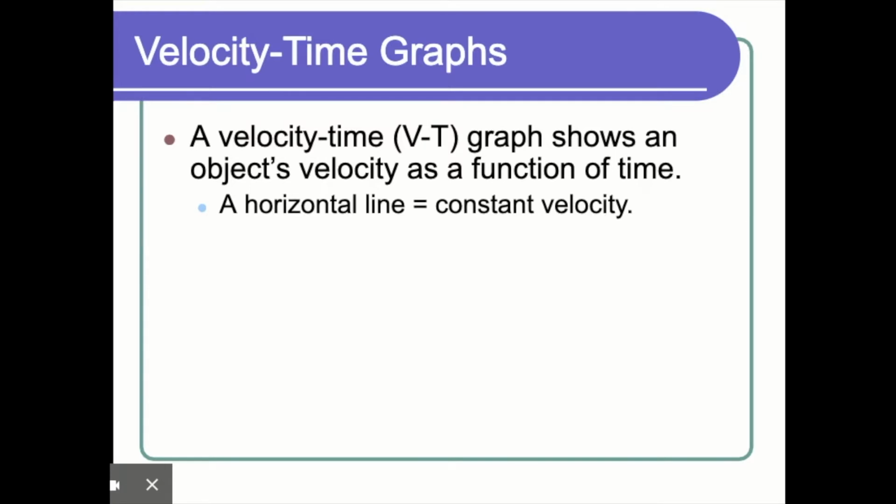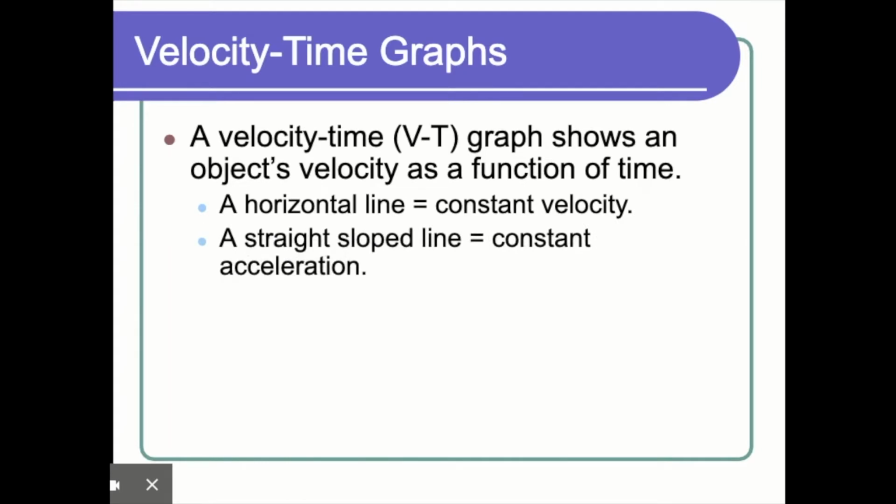And we said before that the slope of a velocity time graph gives us acceleration. So if we have no acceleration, that means that our velocity is not changing, which means that we'll have a horizontal line. The other type of line that we're going to see is a straight sloped line.